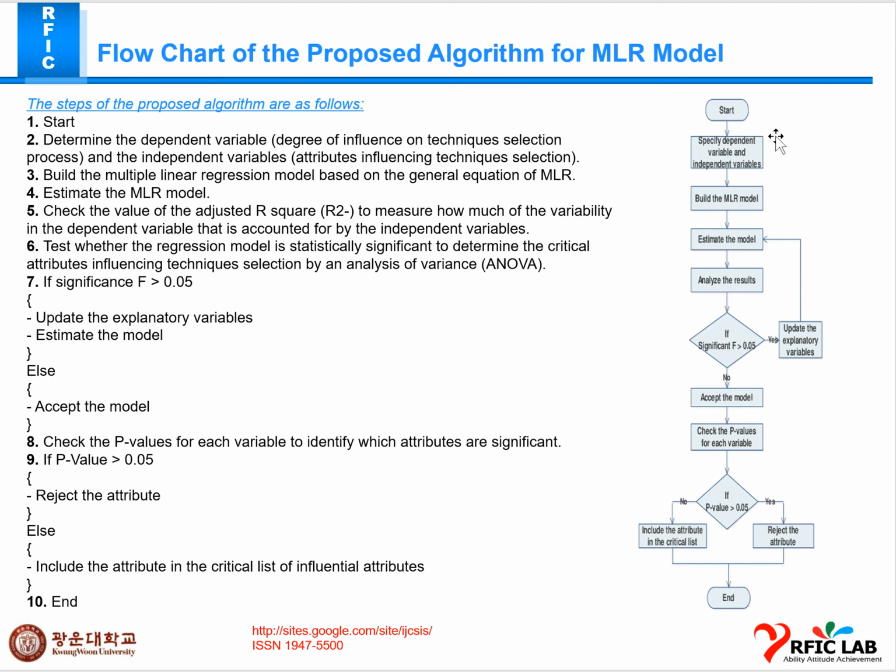The flow chart starts with the start button. Then, as you can see in the rectangular blocks, we specify the dependent variable and independent variables, as I said in the previous slide. Then we build the MLR model based on the general equation, what equation will form. Next we estimate the model, and the fifth step is to check the value of adjusted R square, how much of the variability is accounted for by the independent variables.